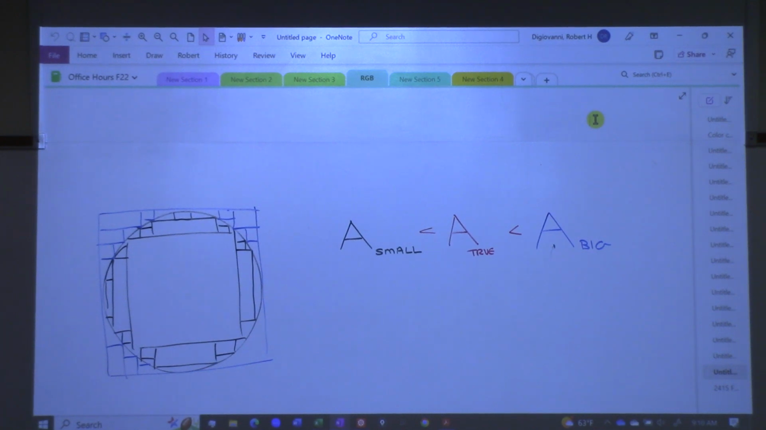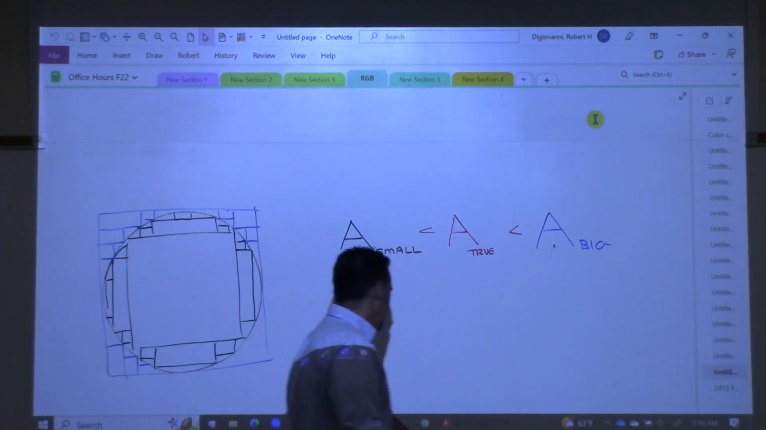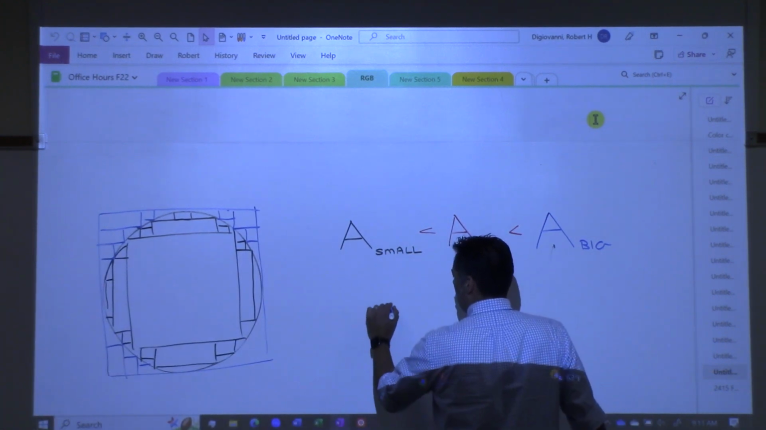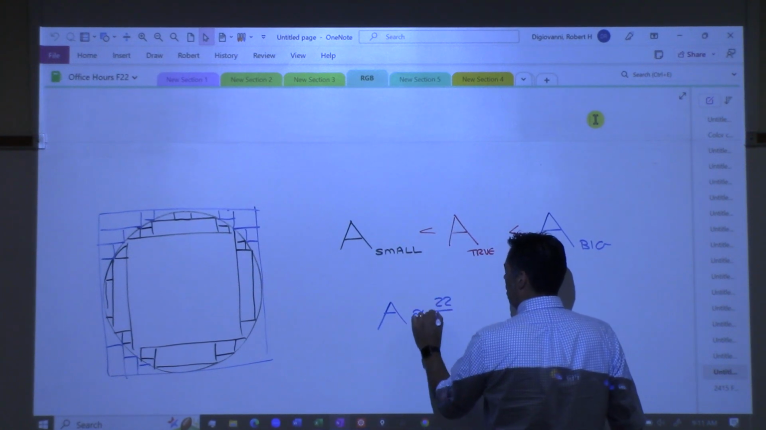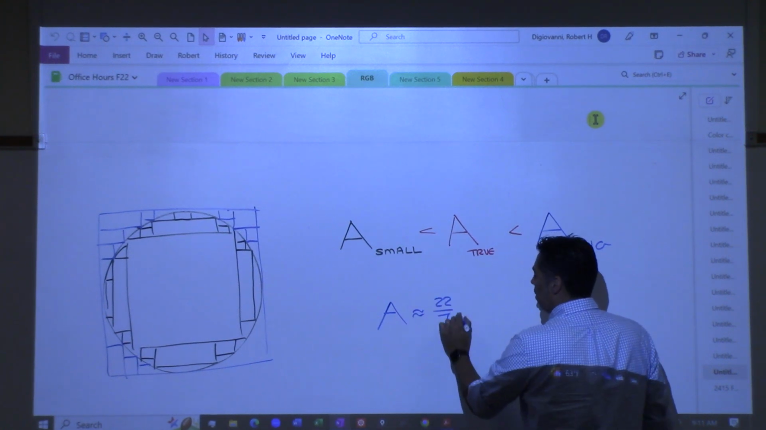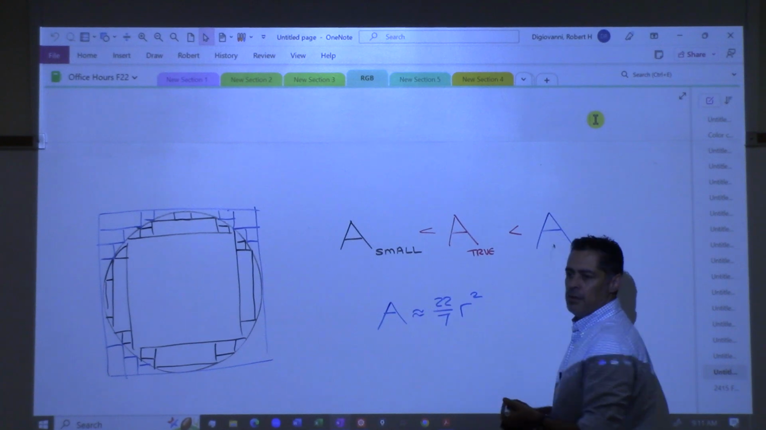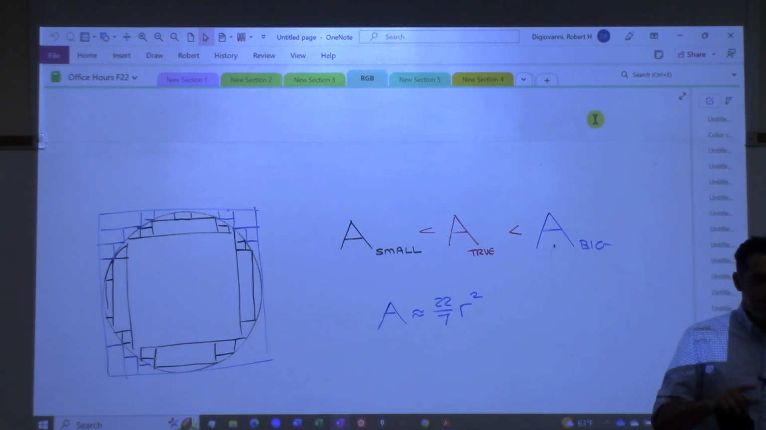And this method for doing this is called the method of exhaustion. Believe it, that makes sense? This would be kind of exhausting to do. But they were able to determine that the area of a circle is approximately 22 over 7 times the radius squared. They were able to deduce that.